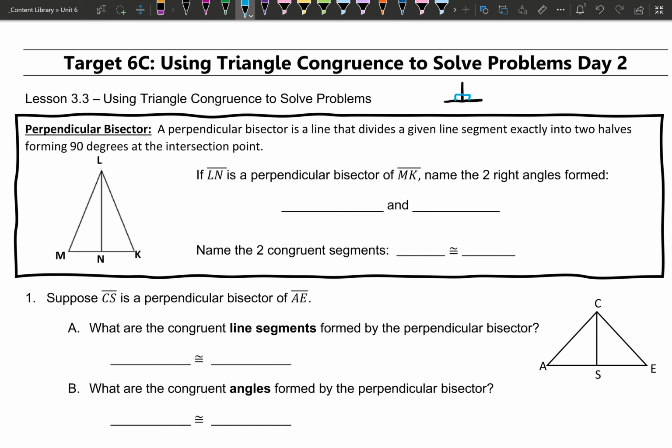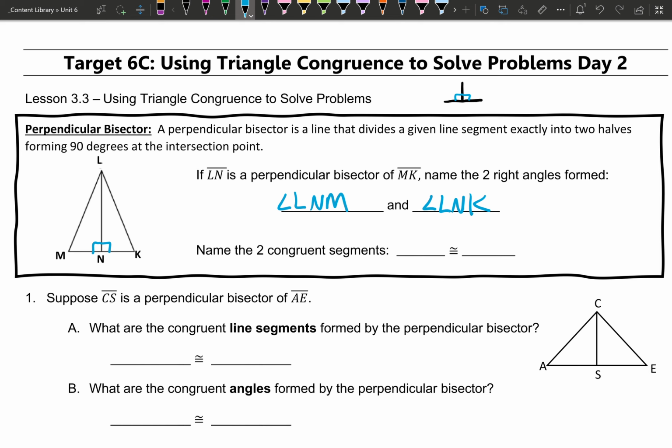So for example, if LN is a perpendicular bisector of MK, let's name the two right angles. We're going to have a right angle right here and right there. Notice how I am forming a box. That is how we indicate that an angle is particularly 90 degrees. Let's write down their names. We get angle LNK, LNM, and angle LNK. Both of these measure 90 degrees because it's perpendicular.